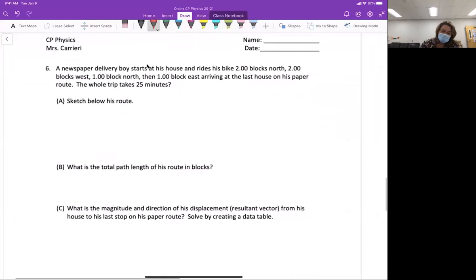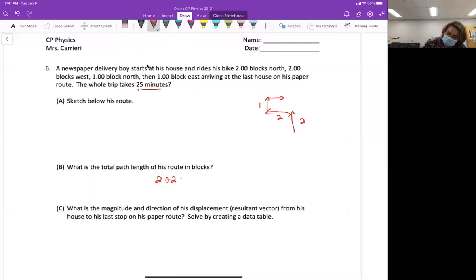Last page. A newspaper delivery boy starts at his house and rides his bike 2 blocks north, 2 blocks west, 1 block north, and then 1 block east, and then arrives at the house on his paper route, the last house. And the whole trip takes 25 minutes. Sketch his route below, which we did. What is his total path length?